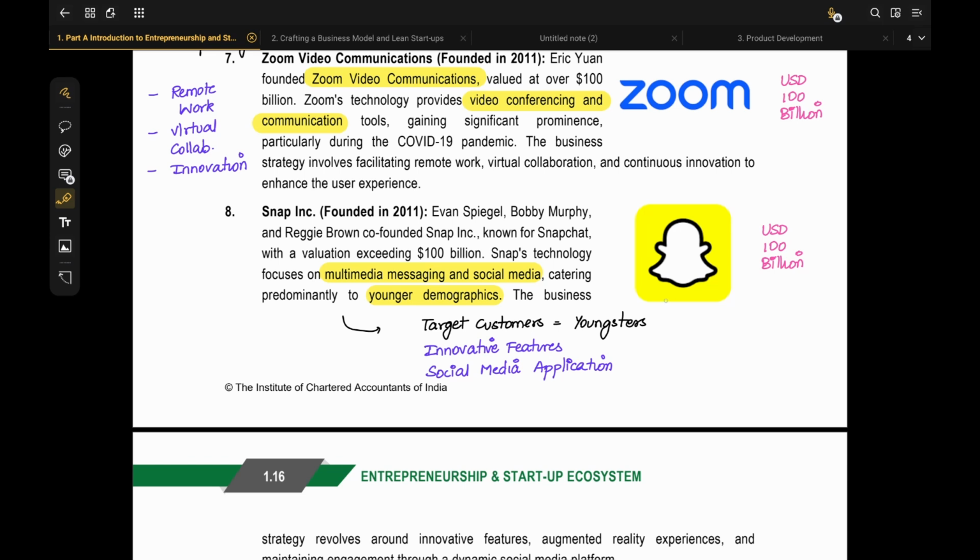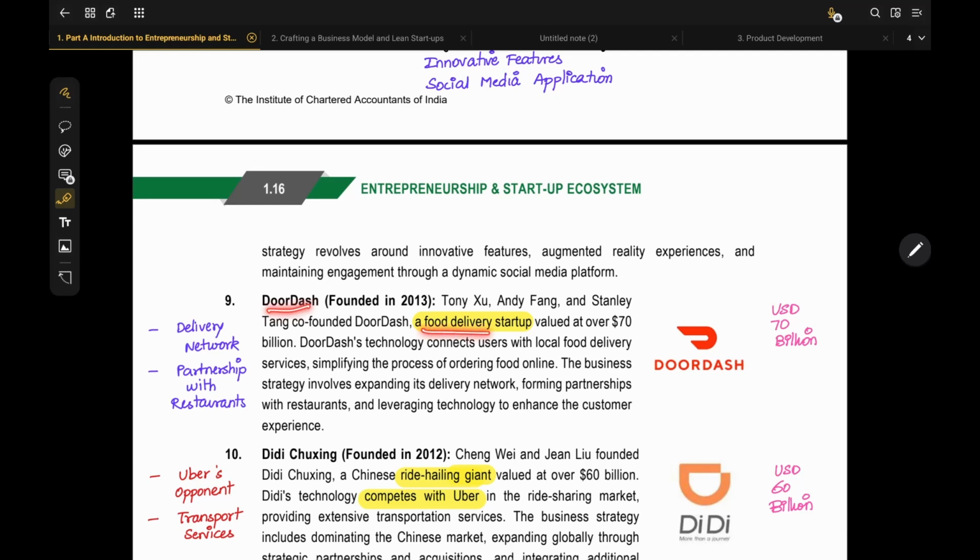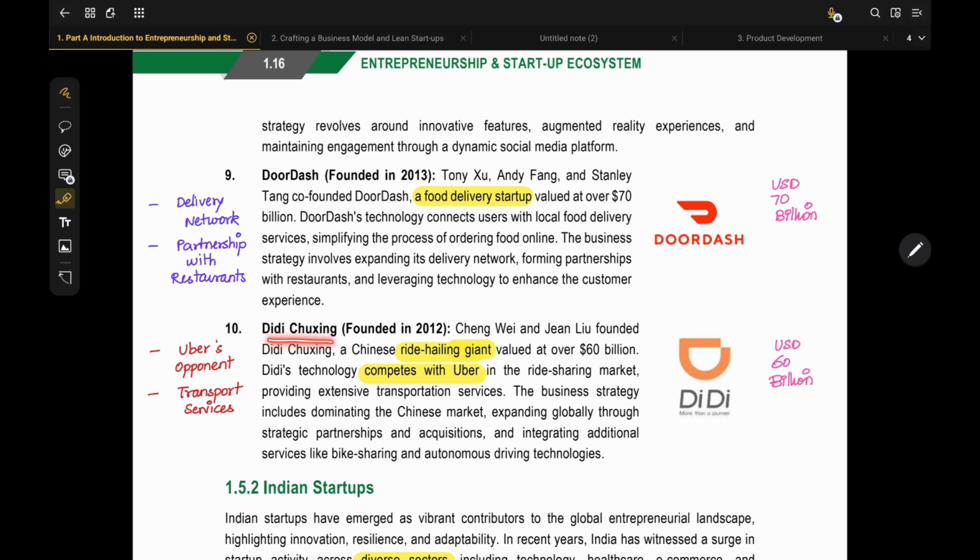Snap Incorporation. You will be seeing this logo. This is a social media platform app. I have not personally used this, but here it is given that it is for multimedia messaging and social media. It is for target audiences, younger demographics. Youngsters only are the target. It will give innovative features and all. And then DoorDash. DoorDash is a food delivery startup like Zomato and Swiggy. And then DiDi Chuxing. I think I am pronouncing it correctly. It is Uber's opponent. It is in the same transportation industry. It is the opponent of Uber.